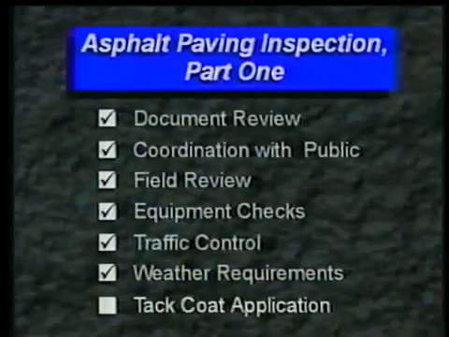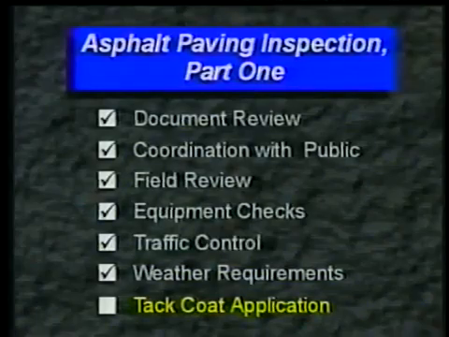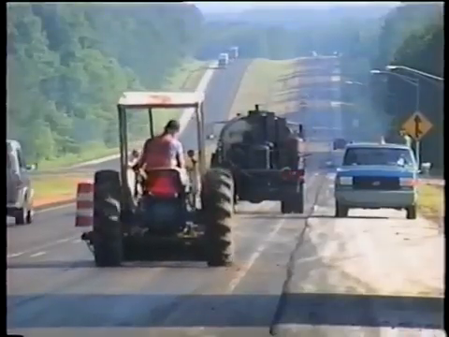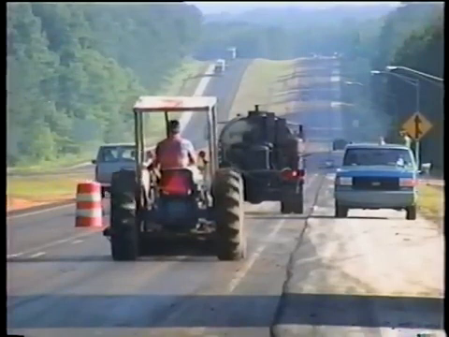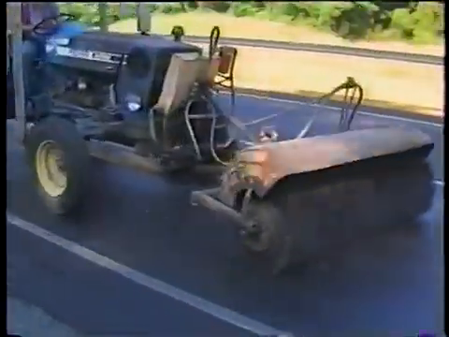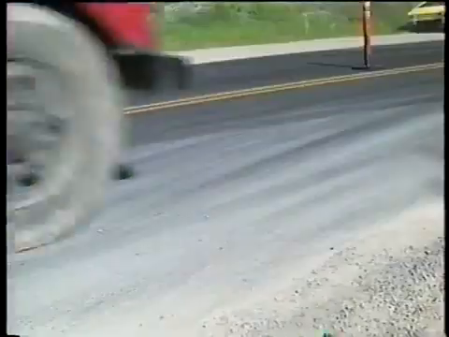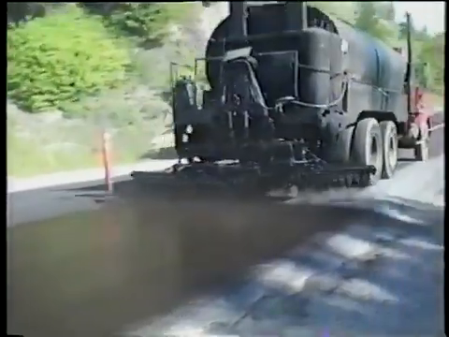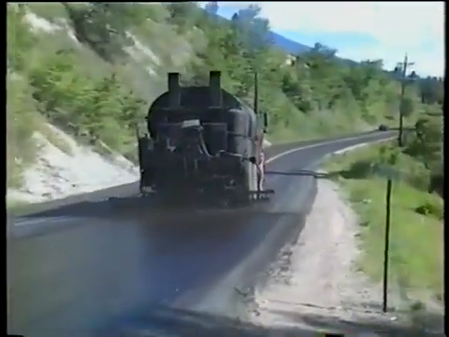Now we'll look at the last item on the list, the tack coat. The purpose of the tack coat is to bond the new pavement to the existing pavement. So first, it's very important to thoroughly clean the surface. And then cover it uniformly with the right amount of tack.